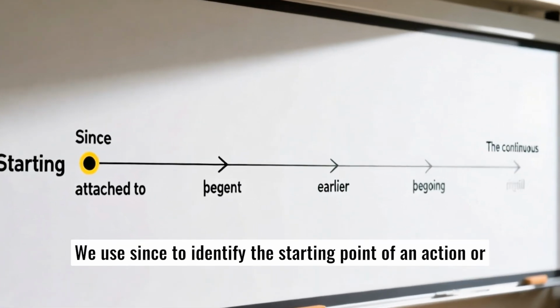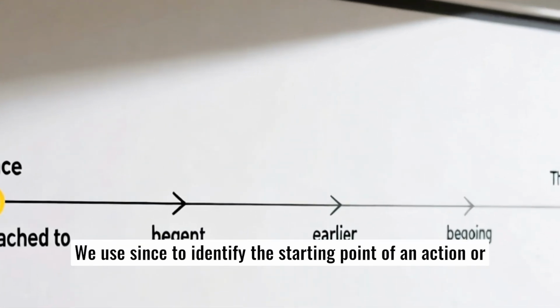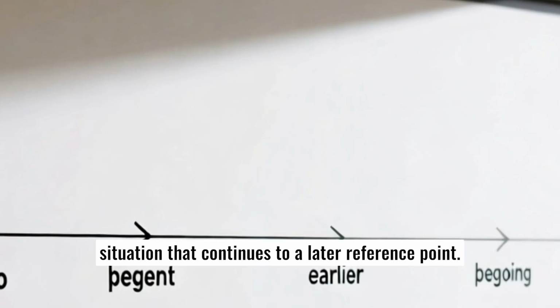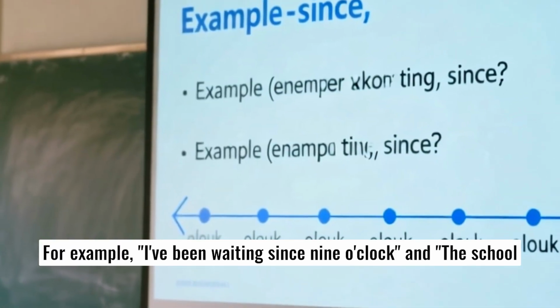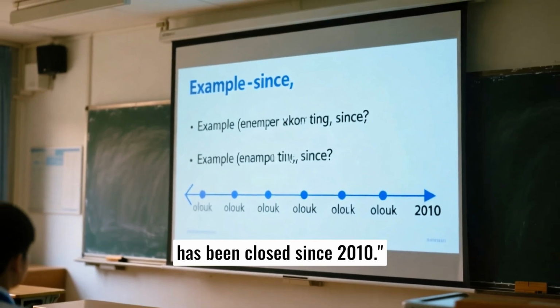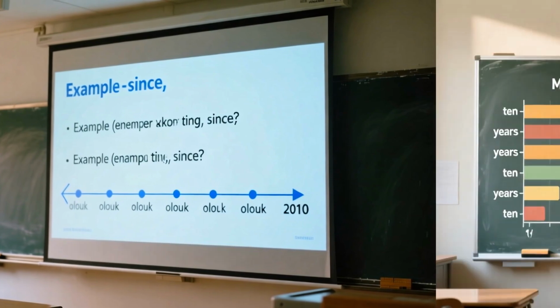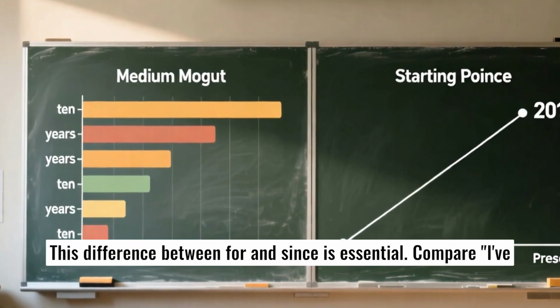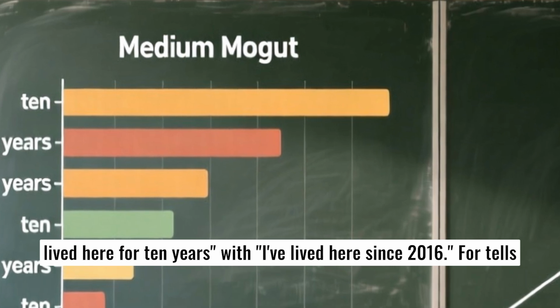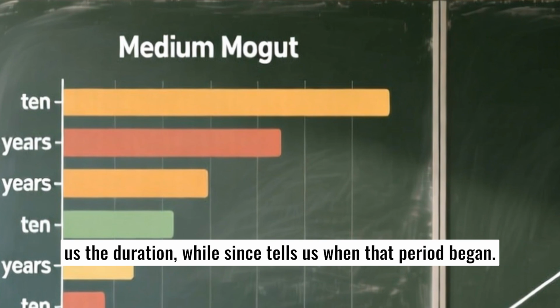We use since to identify the starting point of an action or situation that continues to a later reference point. For example, I've been waiting since 9 o'clock and the school has been closed since 2010. This difference between for and since is essential. Compare I've lived here for 10 years with I've lived here since 2016. For tells us the duration, while since tells us when that period began.